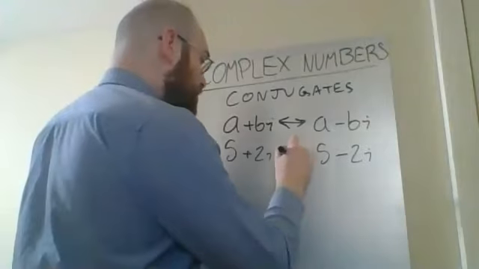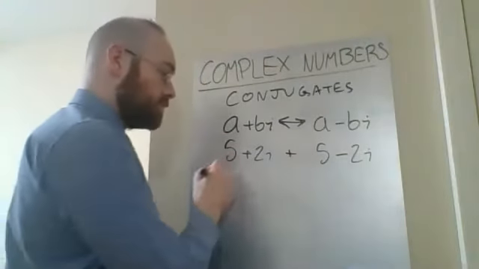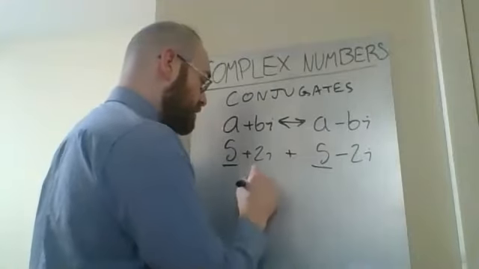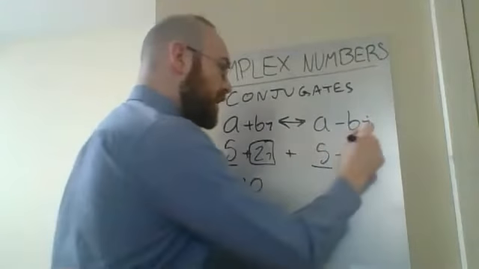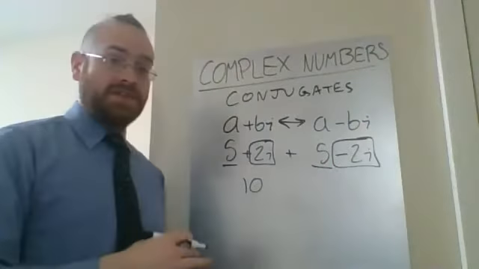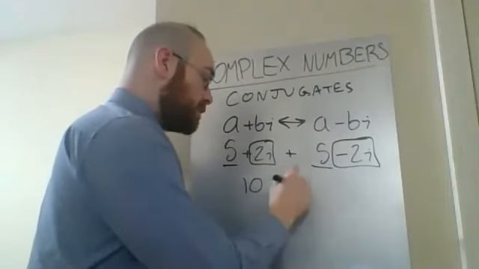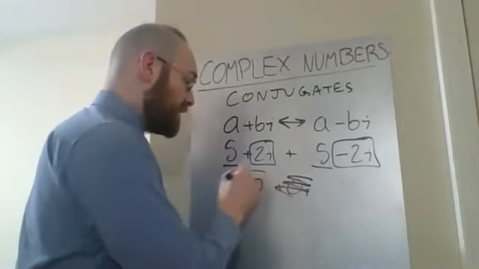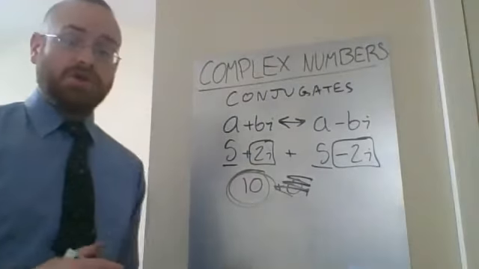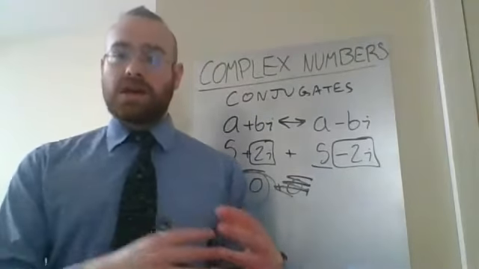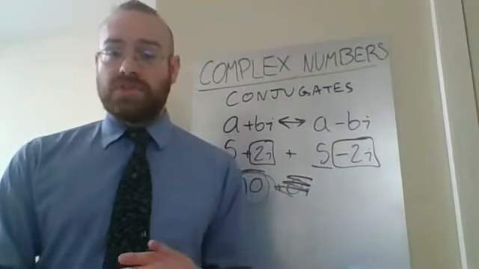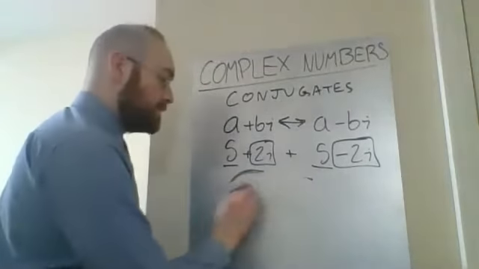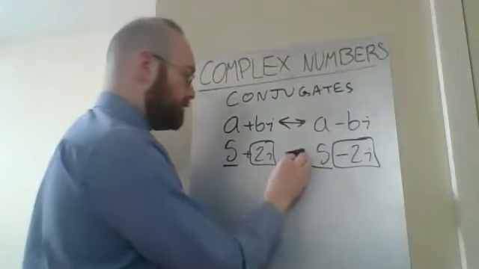So if I add these two numbers together, we'll combine our like terms. 5 and 5 is 10, but then plus 2i and minus 2i cancel out. So we have 10 plus 0i. We don't really care for 0i, so the answer is just 10. By adding the complex number and its complex conjugate, we have turned the imaginary number into a real number. And this also works if we multiply.